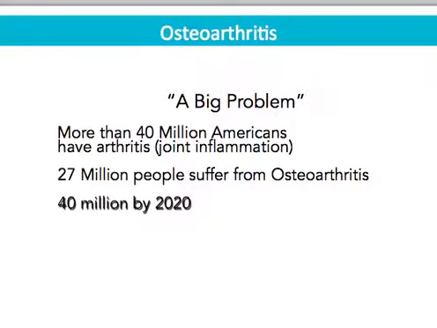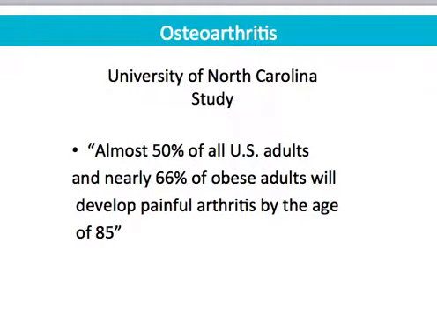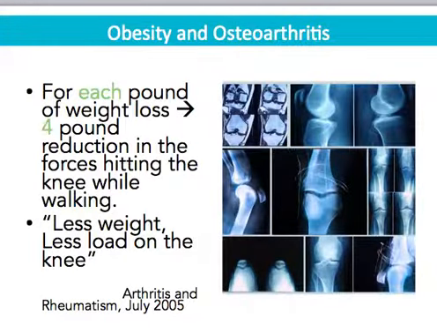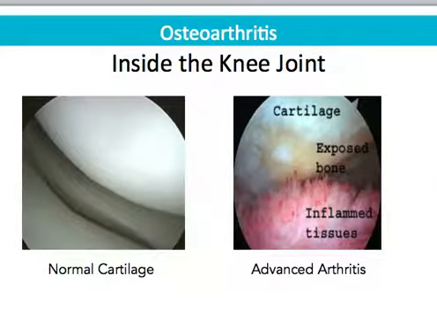All right, another big problem, osteoarthritis. More than 40 million Americans have this. It's going to be a big problem in the future, because in America we're getting fatter, and half of U.S. adults have some type of overweight. 66% of obese adults will develop painful arthritis by the age of 85. The interesting thing is, for each pound of weight loss, there's a 4-pound reduction in the forces hitting your knee while walking. This is from Arthritis and Rheumatism back in July of 2005.